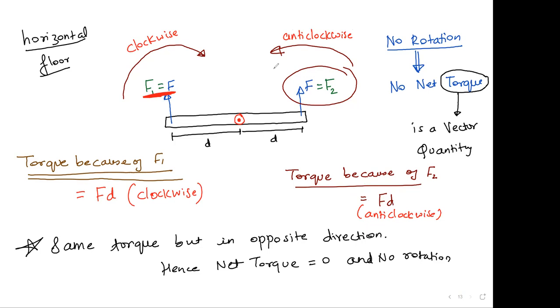Same torque, but in opposite direction. Very good. Amazing. So net torque is 0. Net torque is equal to 0 when clockwise torque equals anti-clockwise torque.